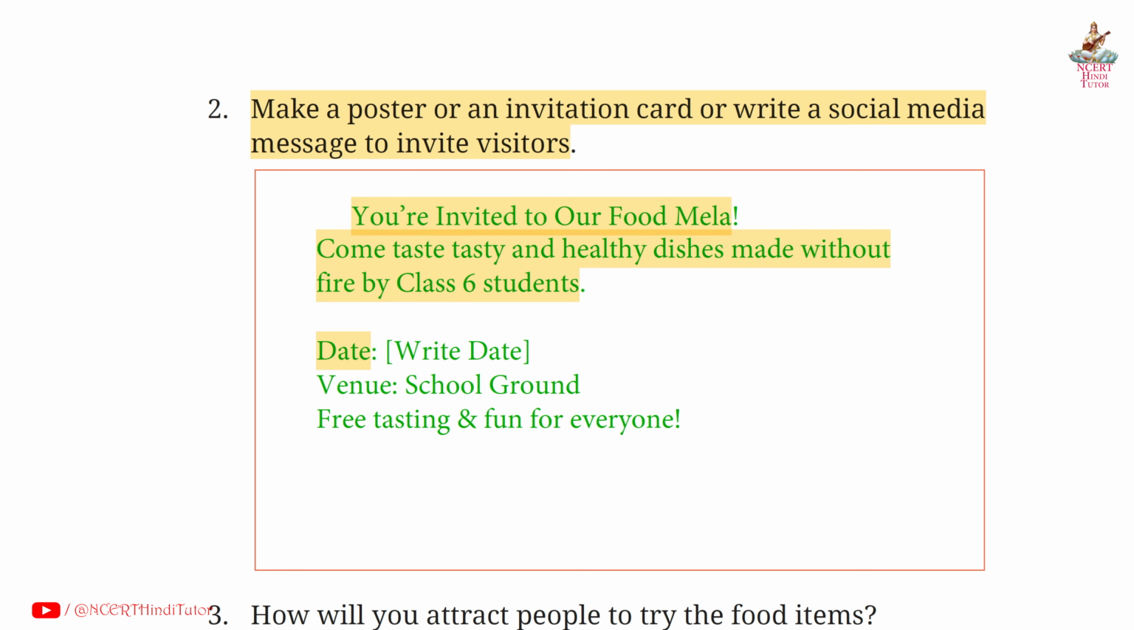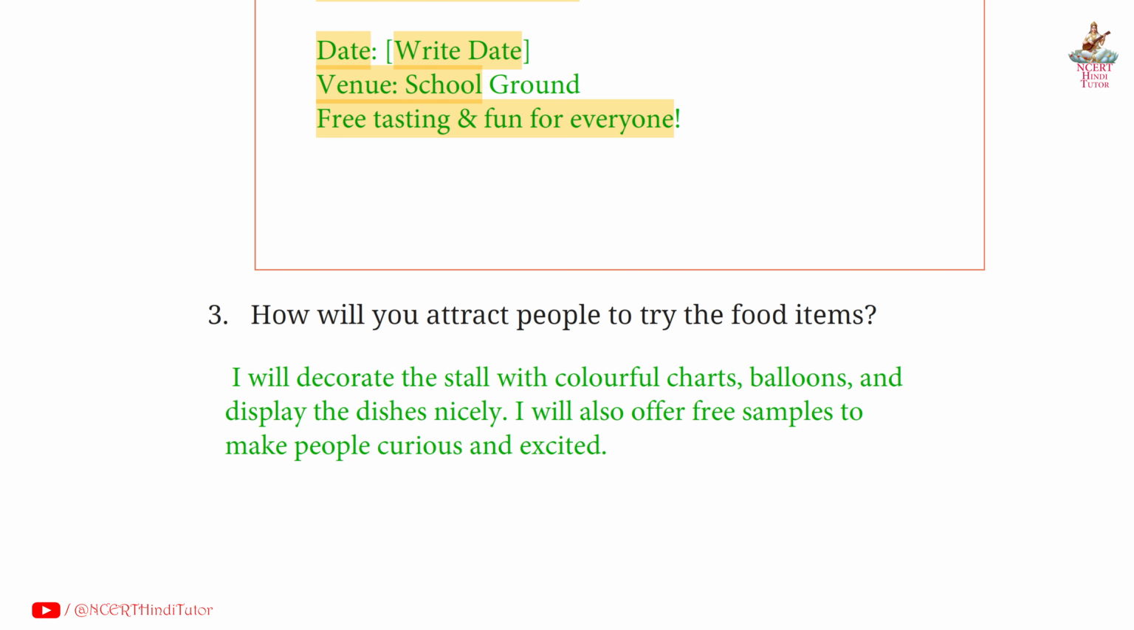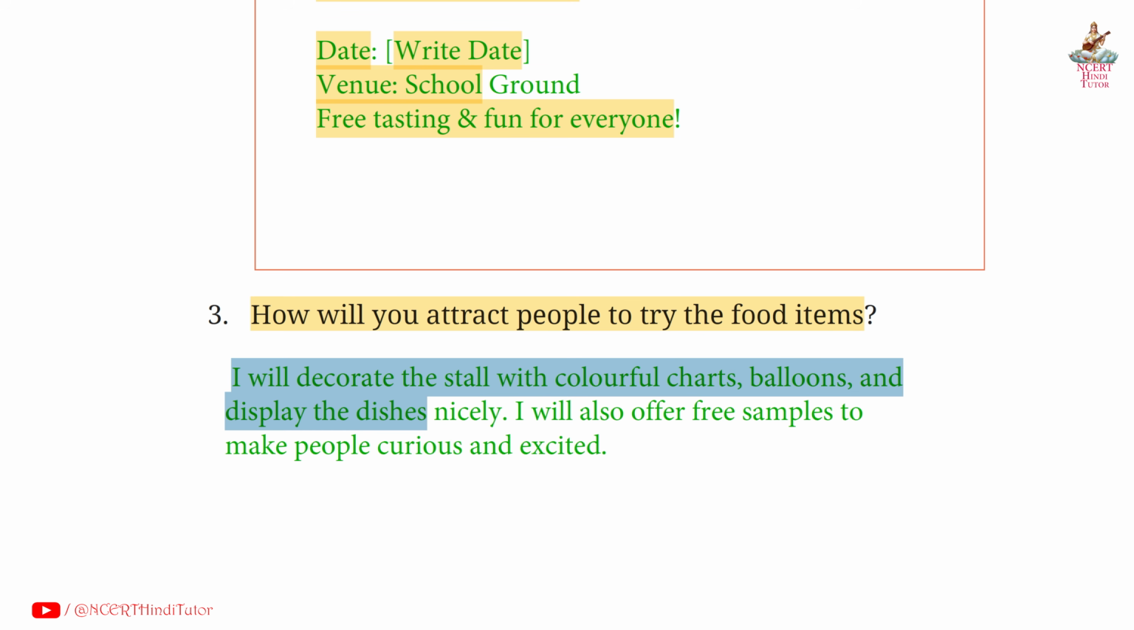Date. So friends, you have to write the date here. Venue: school ground. Free tasting and fun for everyone. So friends, you can also decorate the invitation card with pictures. Question 3. How will you attract people to try the food items? Answer: I will decorate the stall with colorful charts, balloons and display the dishes nicely. I will also offer free samples to make people curious and excited.